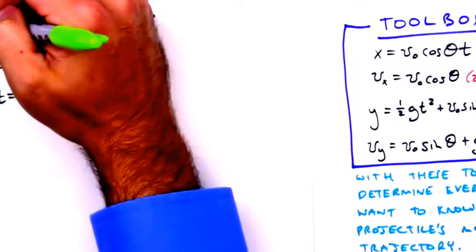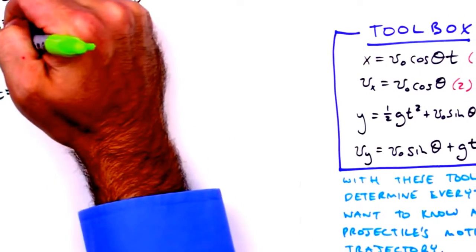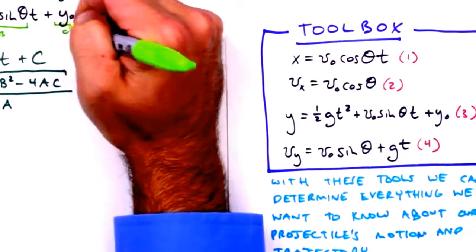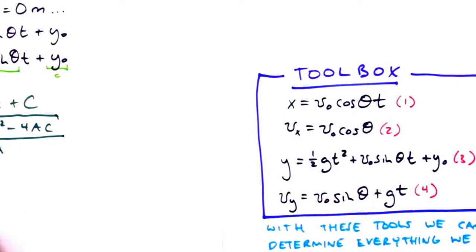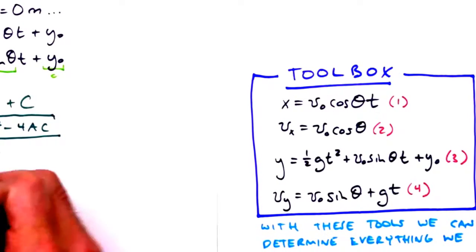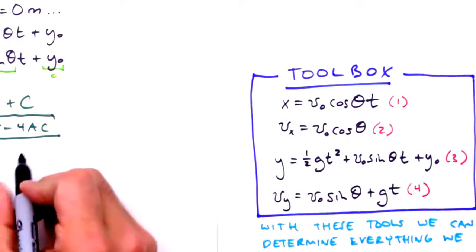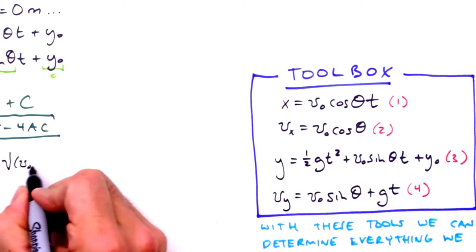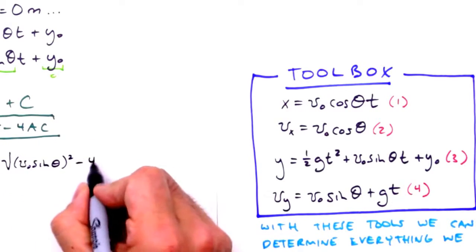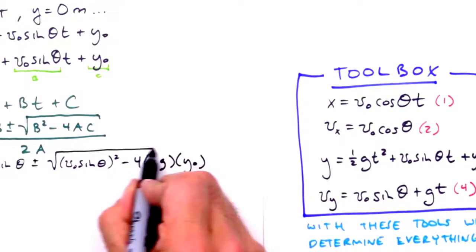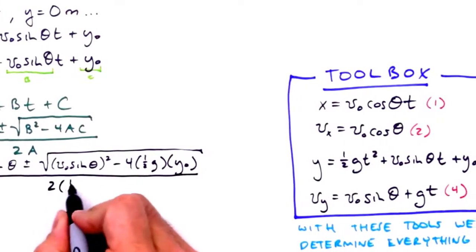So our 1/2 g here will play the role of a, our v sub o sine theta will be b, and our y sub o is c. So t equals negative v sub o sine theta plus or minus the square root of quantity v sub o sine theta quantity squared minus 4 times 1/2 g y sub o, all divided by 2 times 1/2 g.